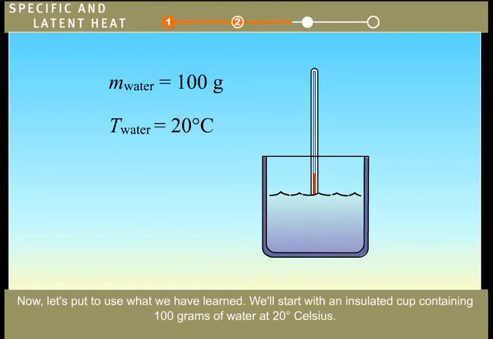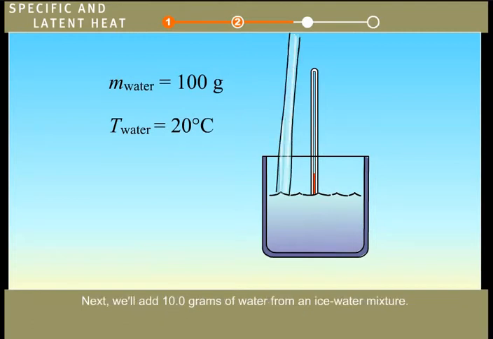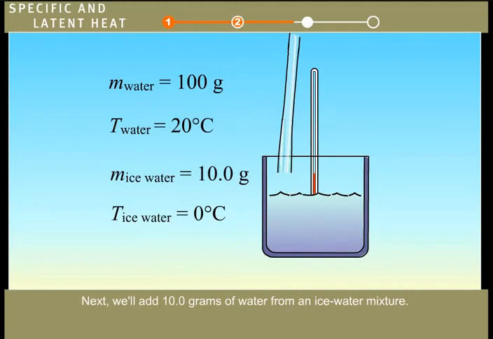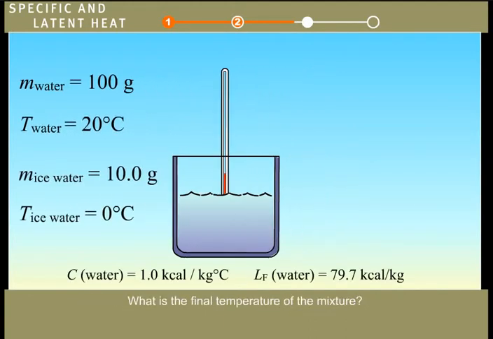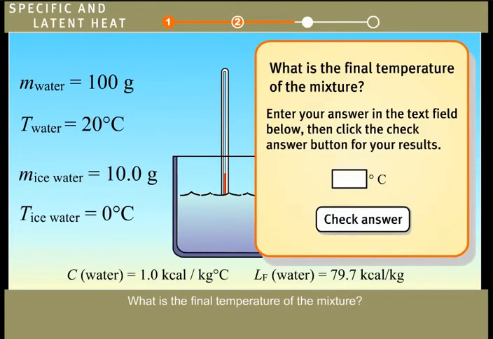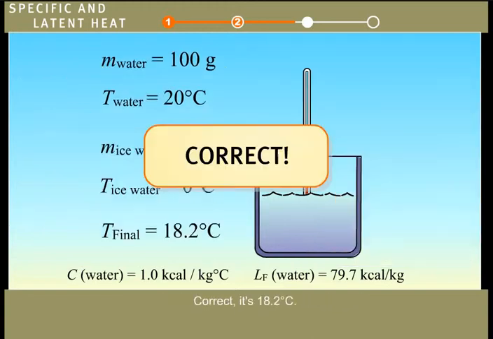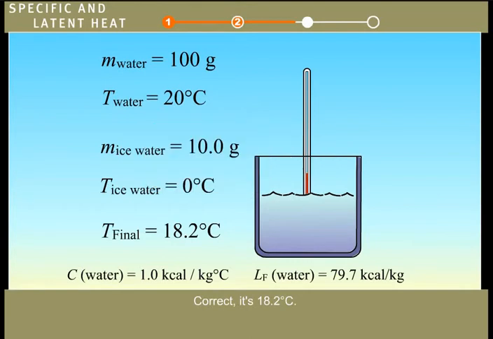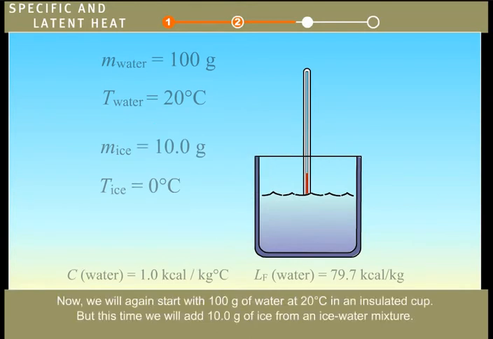Now let's put to use what we have learned. We'll start with an insulated cup containing 100 grams of water at 20 degrees Celsius. Next, we'll add 10.0 grams of water from an ice-water mixture. What is the final temperature of the mixture? It's 18.2 degrees Celsius.